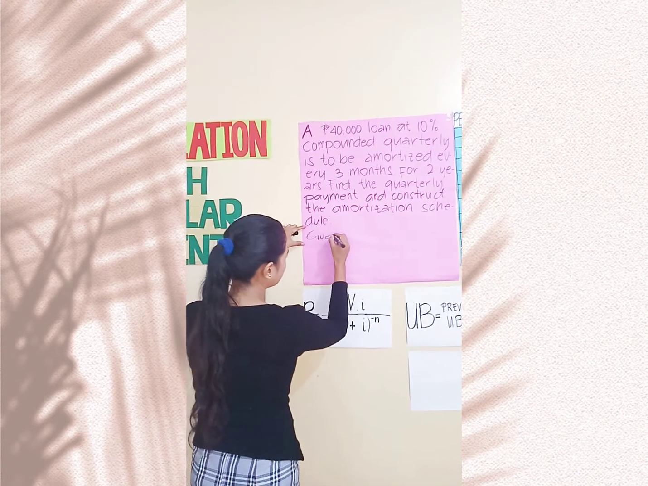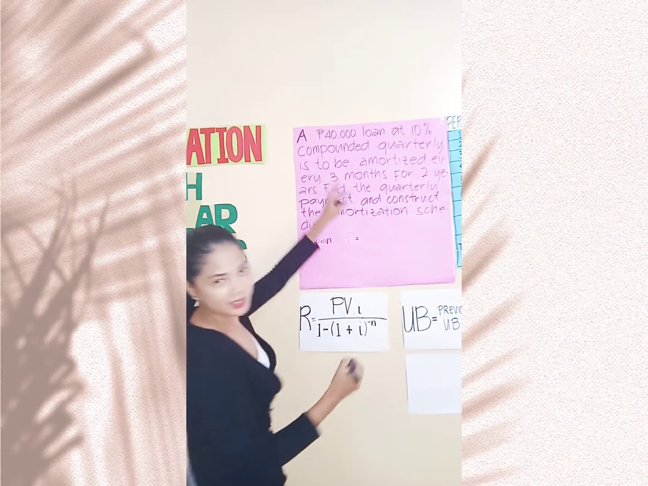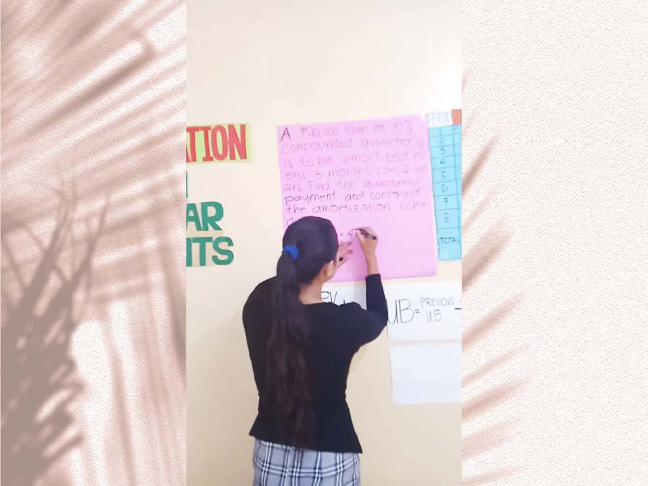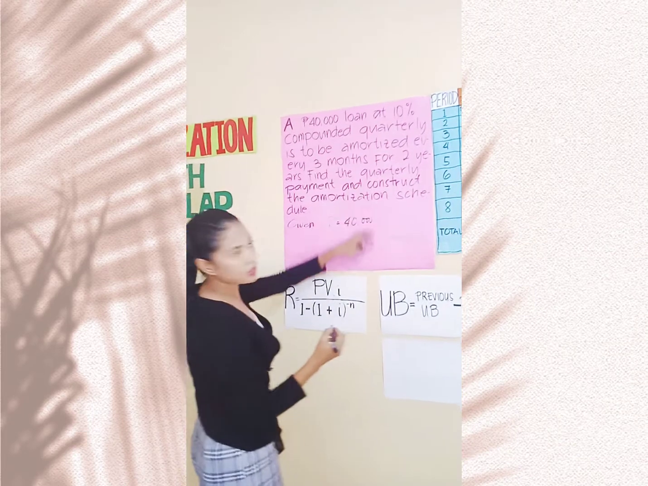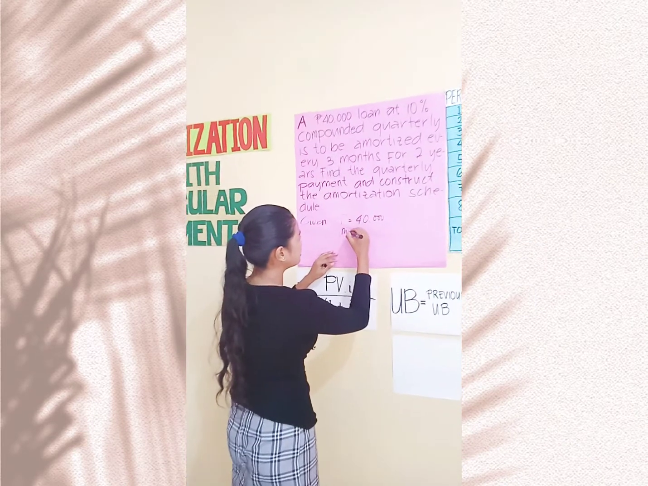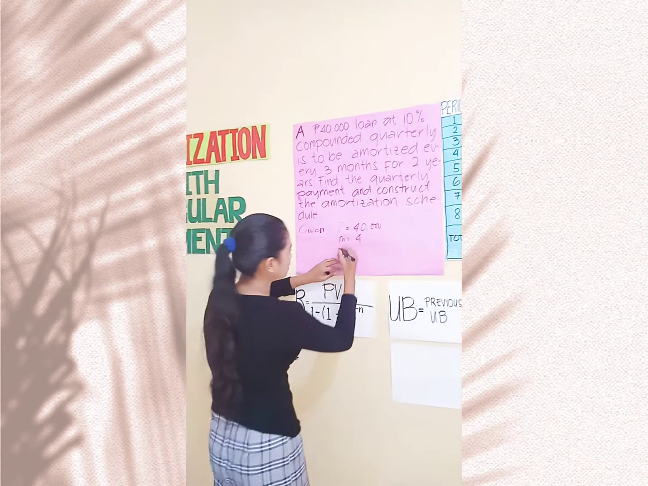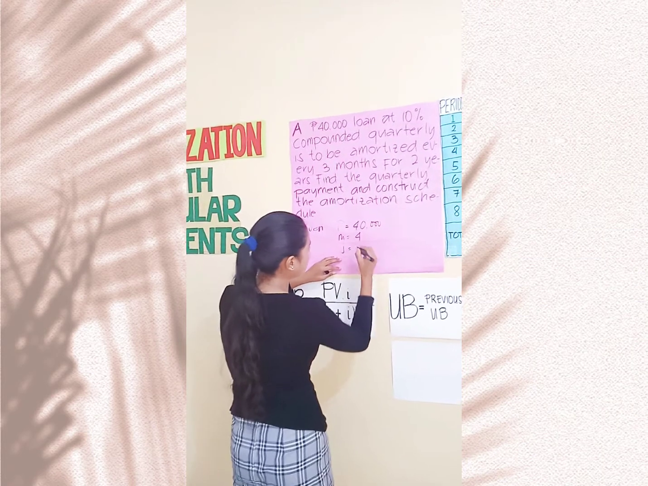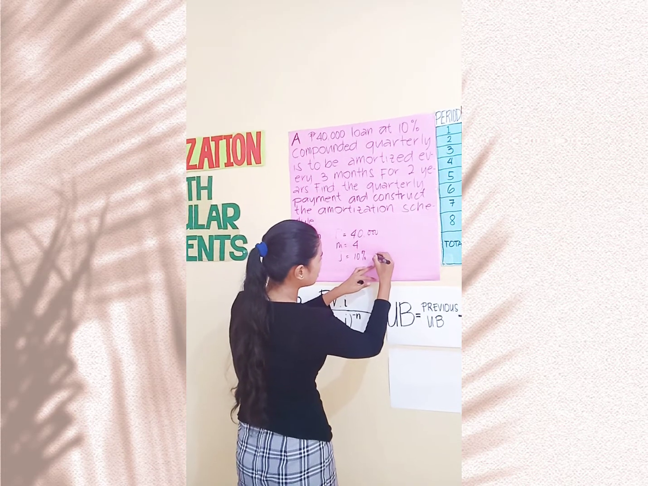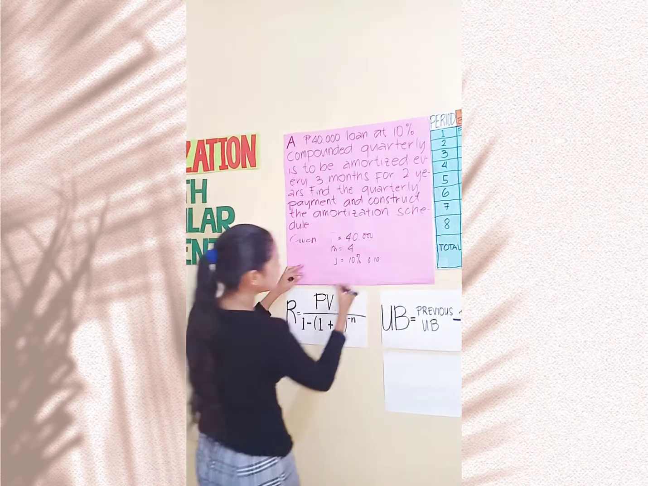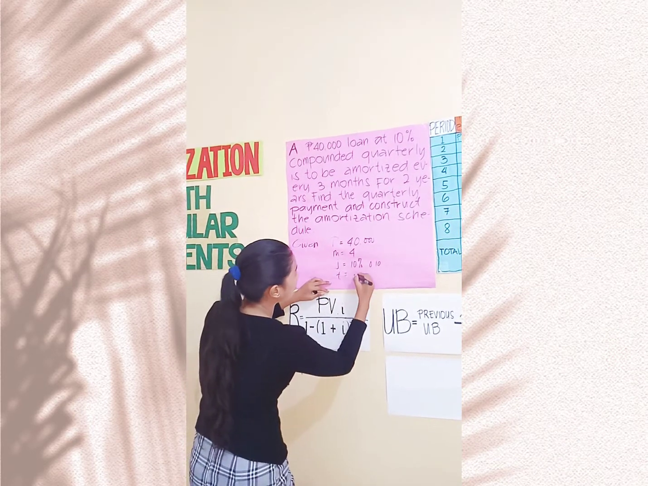So, given are the present value, which is 40,000 pesos, and the conversion period, which is M equal to 4, it is quarterly, and then the nominal rate, the J, that is 10% or equal to 0.10, and then the time of 2 years.